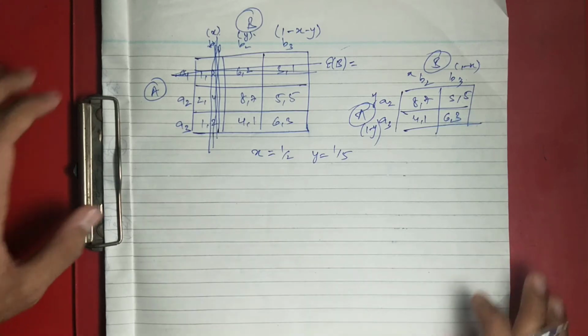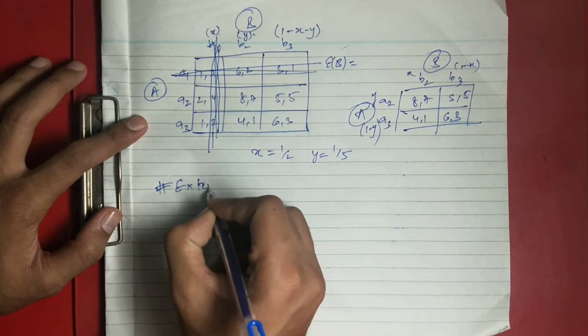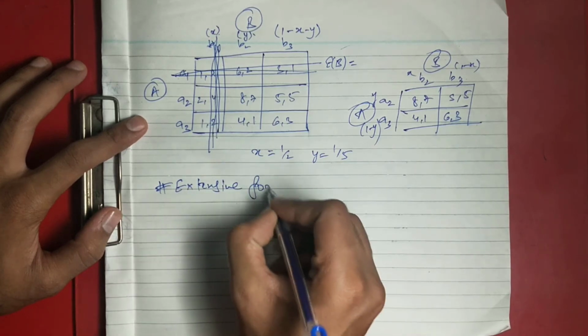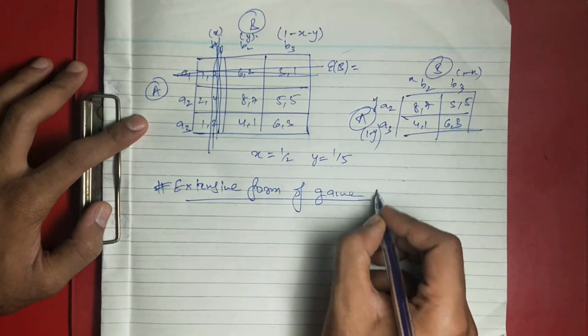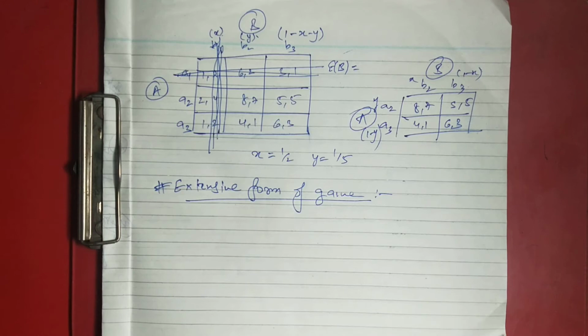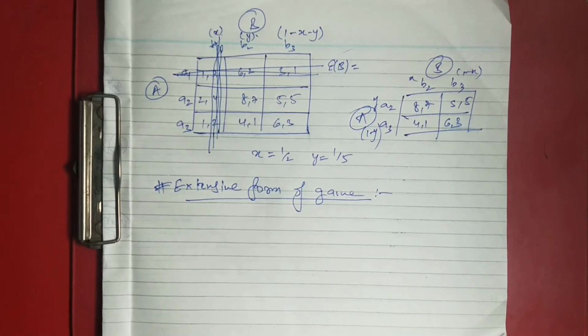Okay, so for now we will move on to the extensive form of game. So what is this? It is nothing but a way of writing a game in a different form. The extensive form of game is also known as the game tree. As I already told you, the action proceeds from left to right. Let me first give you the example.